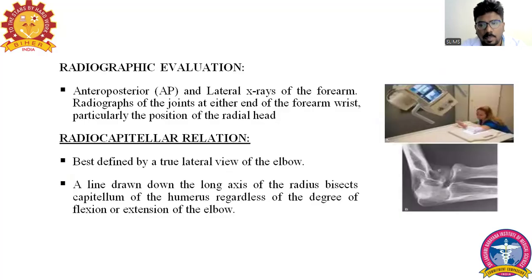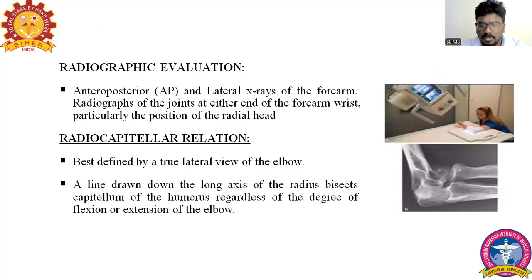Coming to radiographic evaluation, for any patient coming with an elbow injury or any other injury, the most common modality used orthopedically is X-ray, the basic investigation. Here we go for anteroposterior and lateral X-rays of the forearm and the elbow, and we should not miss any DRUJ disruption or any distal fracture. Therefore, the entire forearm along with the elbow is imaged.